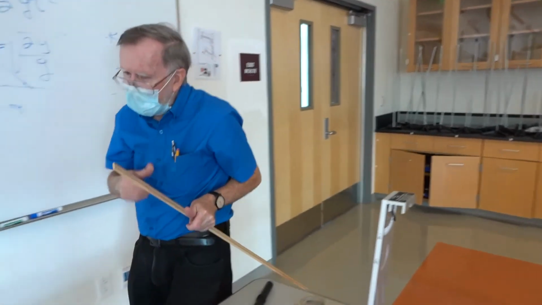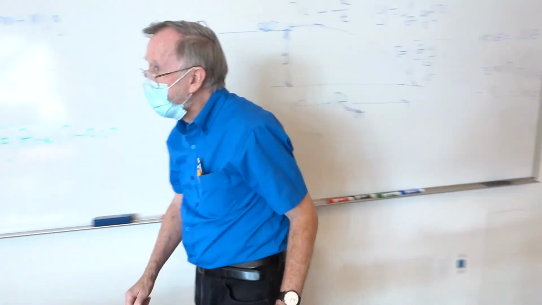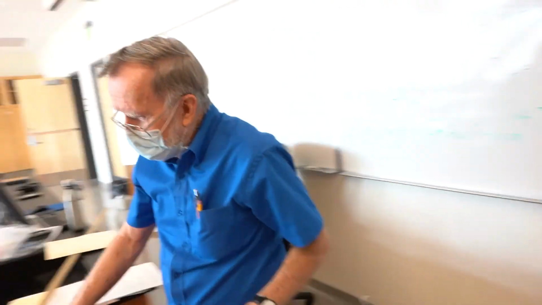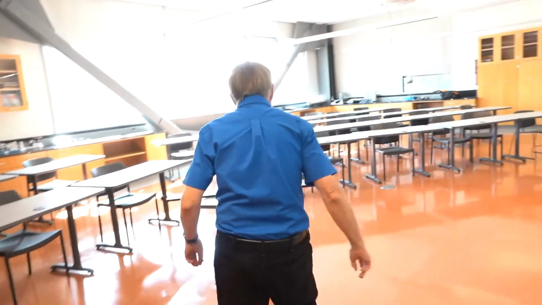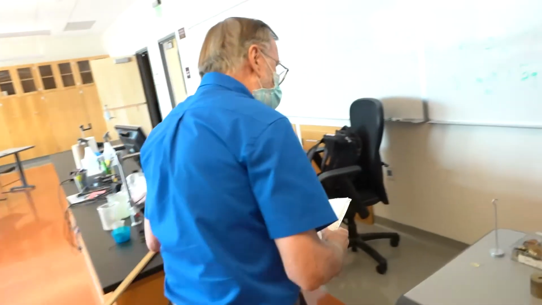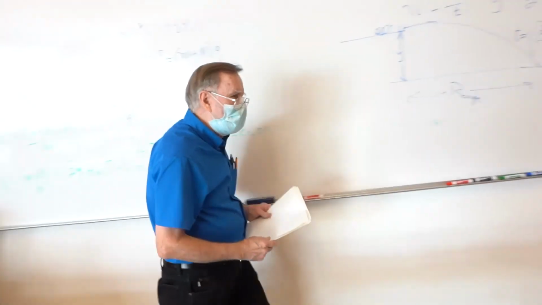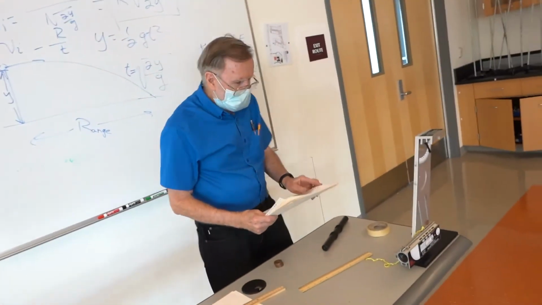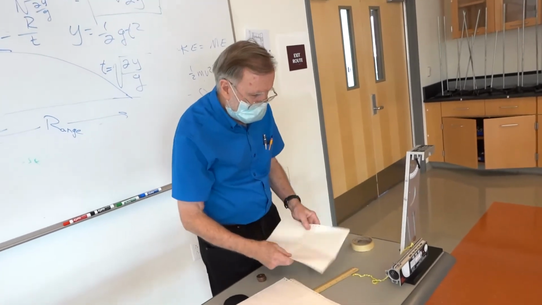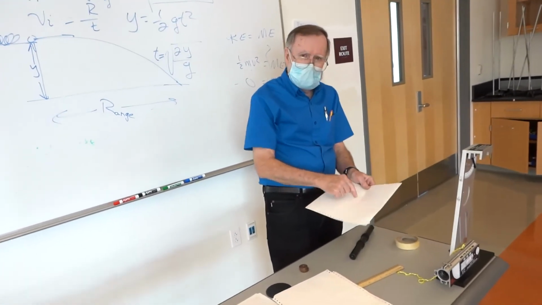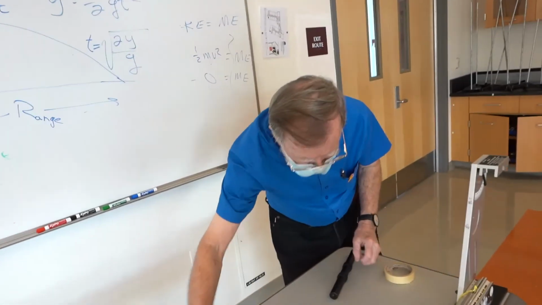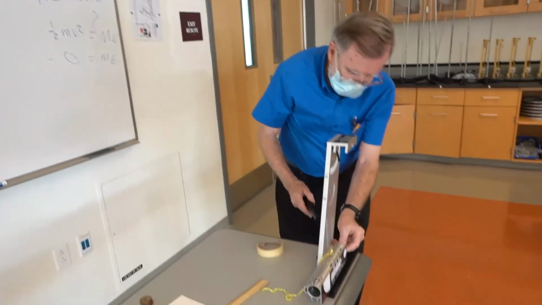Now, how do I know where the ball is hitting the floor? In order to do that, I need a way to mark it off. So what I'm going to do is shoot the ball on the floor and see about where it hits. Then I'm going to put some paper there and do it again, because when the ball hits the paper, it's going to make a little indentation that will indicate where it hit.